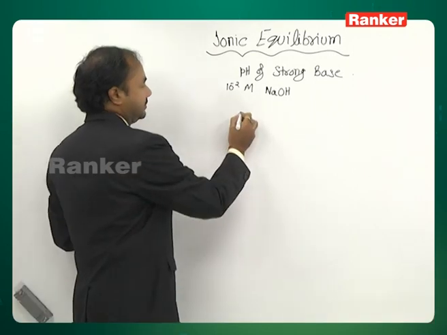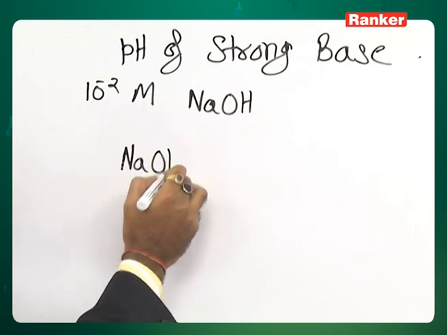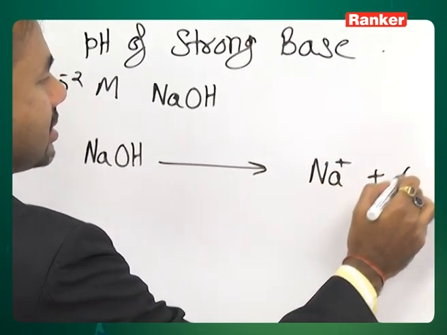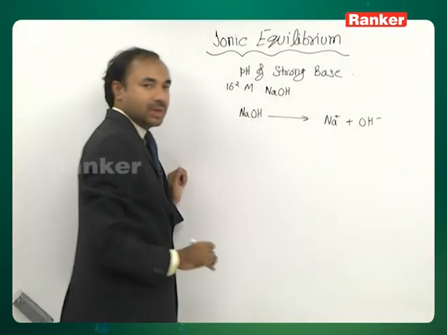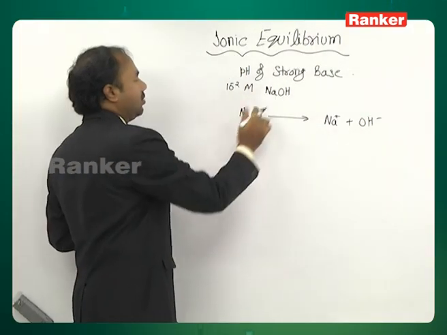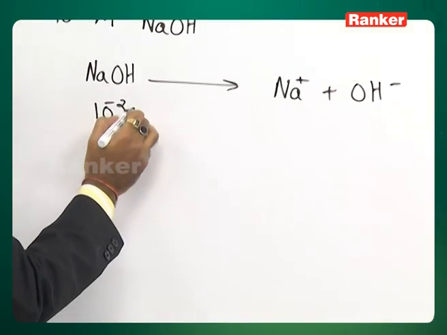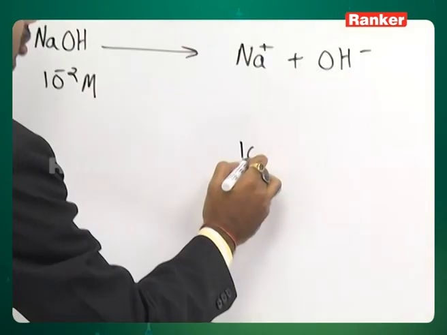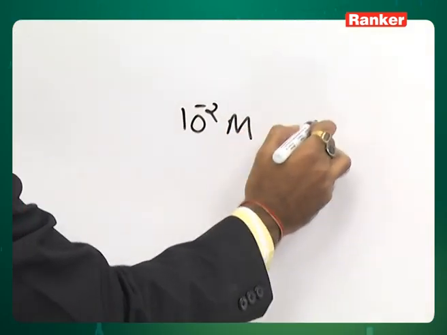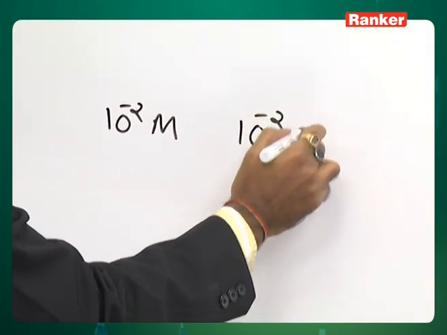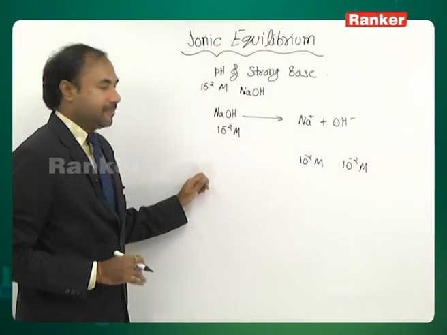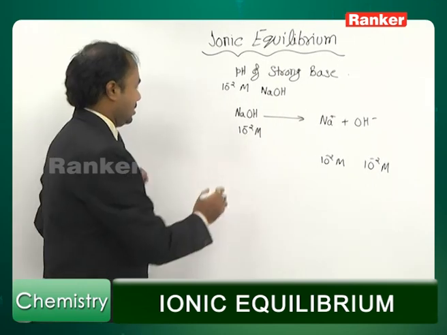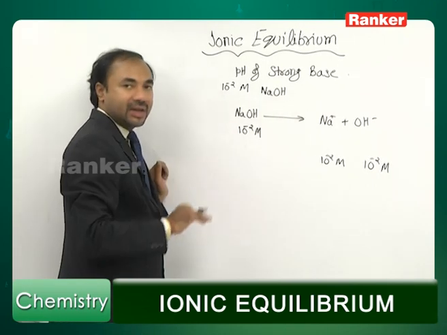So it dissociates completely and we get Na plus, OH minus. Now the concentration of NaOH given is 10 to power minus 2 molar. It dissociates completely. We get 10 to power minus 2 molar Na plus ion, 10 to power minus 2 molar OH minus ion. Right. Now in this case, pH again will be minus log of H plus ion concentration.